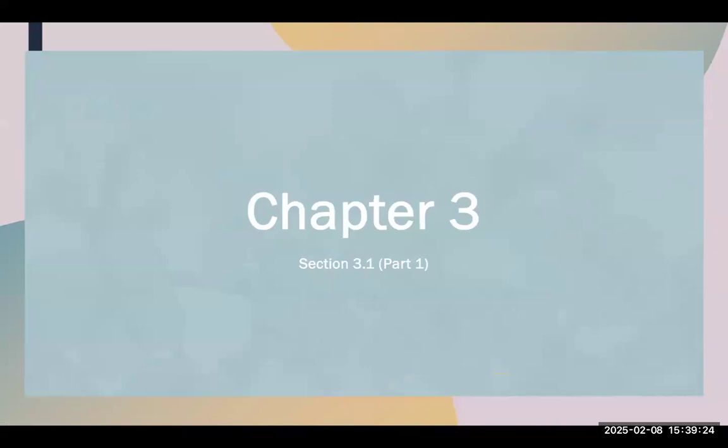We're going to start Chapter 3, which is all about probability. The first section is Section 3.1. This is the fundamentals or basics of probability, and this is part 1 of this section.